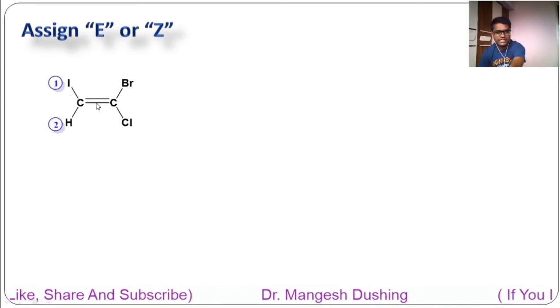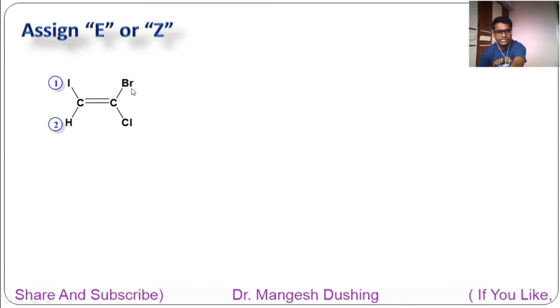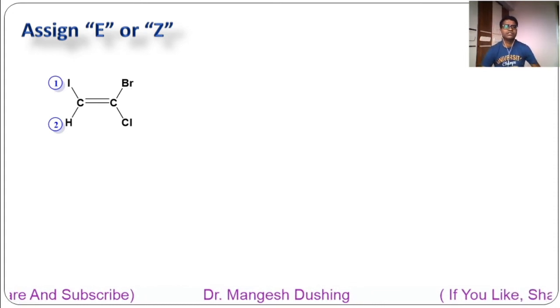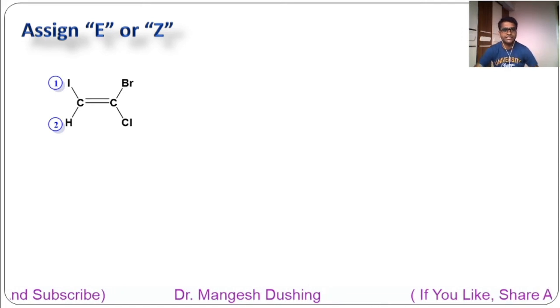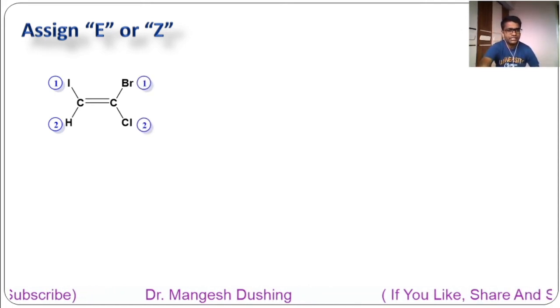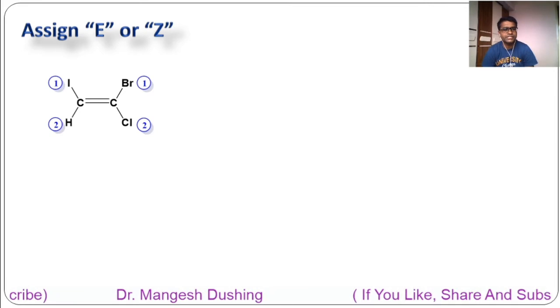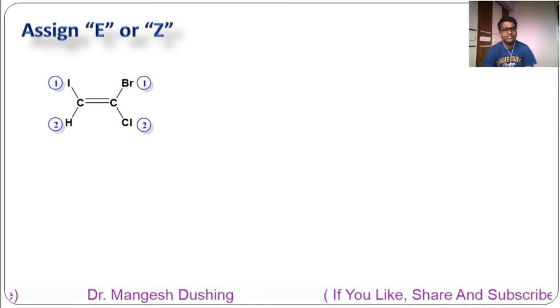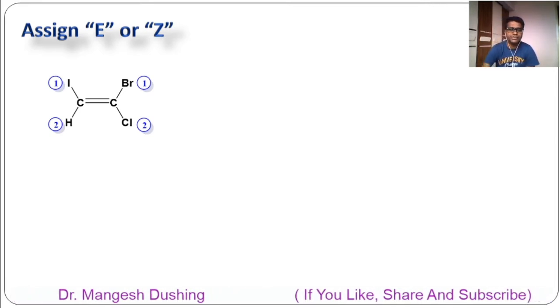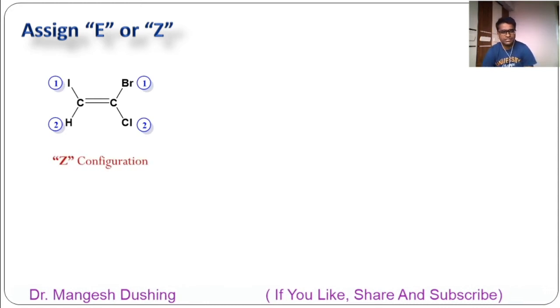a second priority. In this case, bromine atomic number is 35 and chlorine atomic number is 17. So bromine will get the first priority and chlorine will get the second priority. Now what is this isomer? Yes, similar groups are on the same side, so this should be the Z isomer, correct.